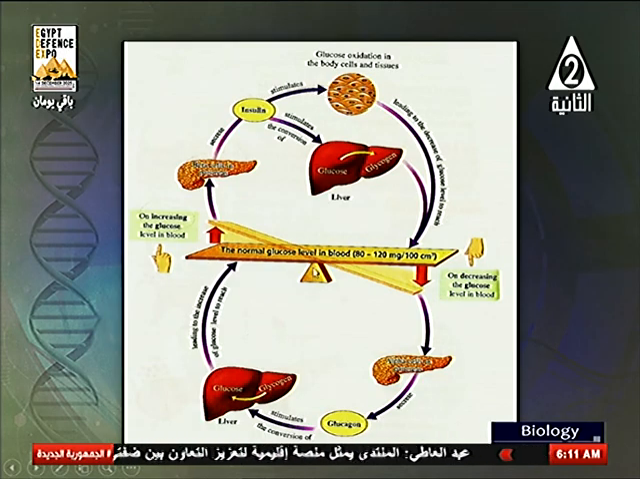What happens if the level of glucose decreases below the normal range? The pancreas secretes glucagon, while I'm fasting. Glucagon stimulates the liver to convert glycogen to glucose and increase the level of glucose in the blood.